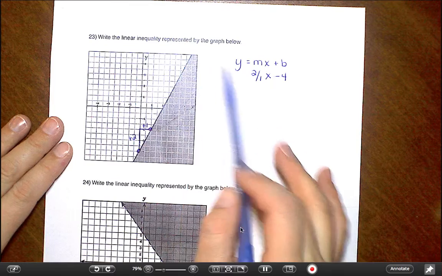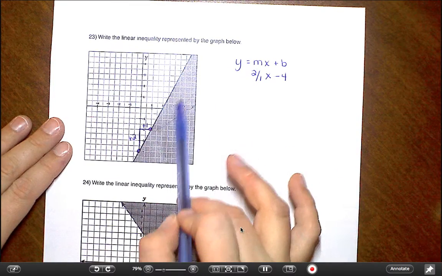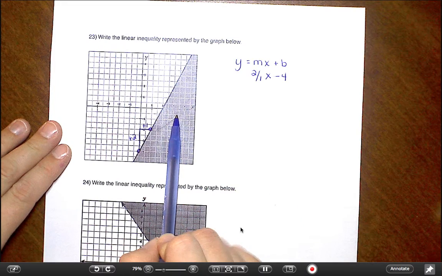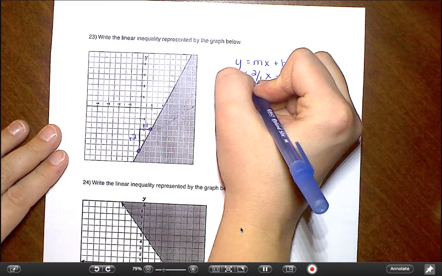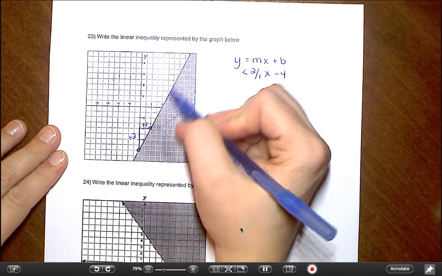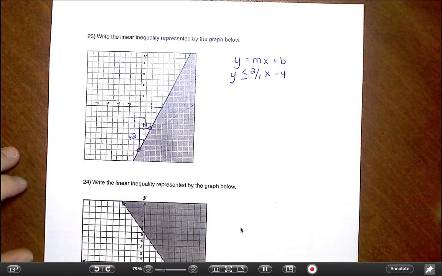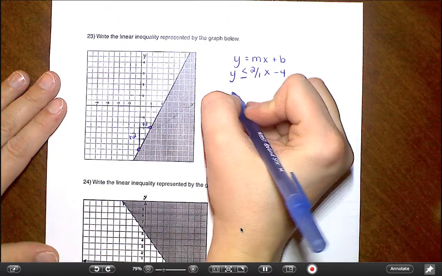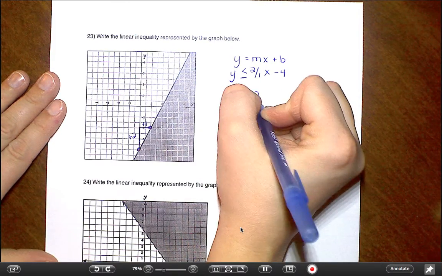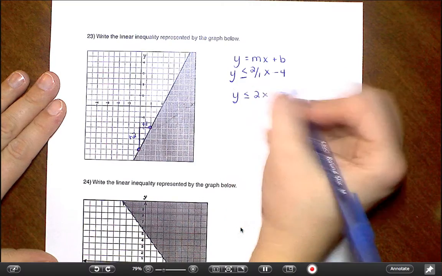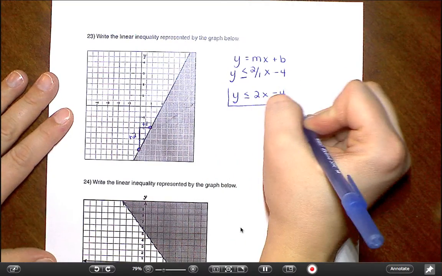Now, this symbol here is going to change to an inequality. This is less than because it's underneath the line. It's below the line. So I know it's going to be a less than. And this is a solid line, so I know it's going to have an equal bar because that means that the line is part of your answer. So if I just wanted to clean that up and write it a little nicer, it would be y is less than or equal to 2x, because 2 over 1 reduces to 2, minus 4. There's my inequality.